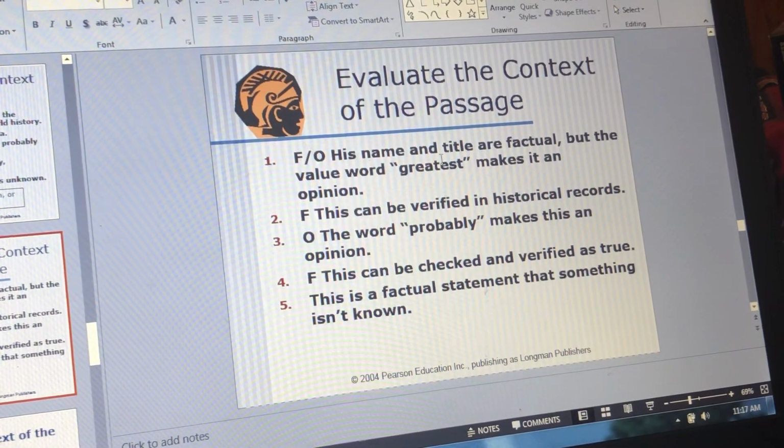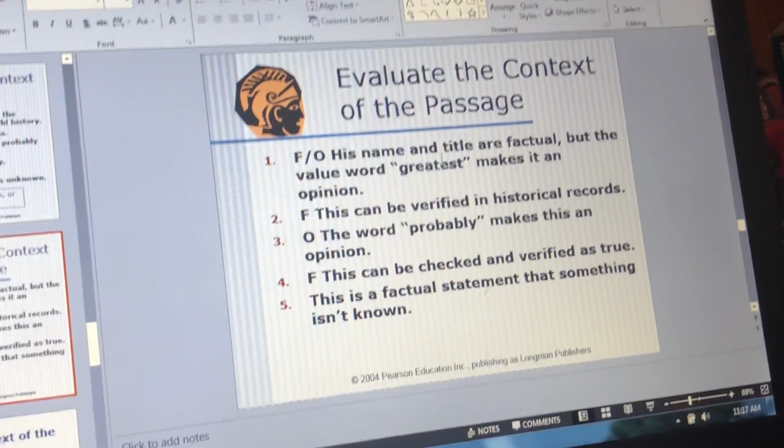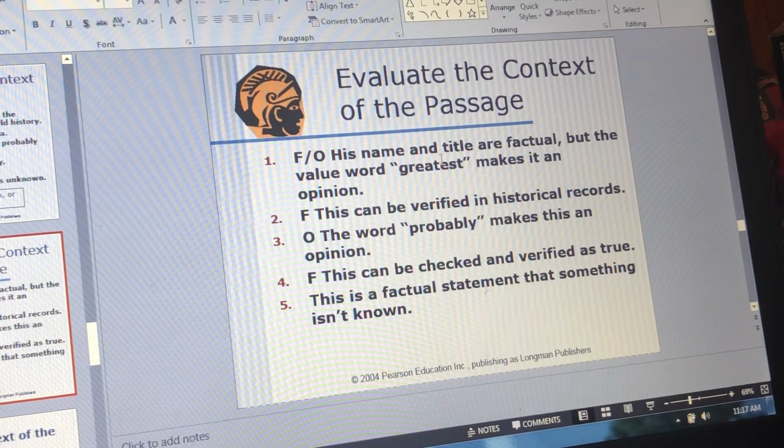Okay. Shortly before his 33rd birthday, Alexander the Great died. Okay, we can look that up. We can prove that. The cause of his death remains unknown. Okay, this is a factual statement about something that is not known. We can look up why people have said he has died. Historians can tell us that there's differing opinions on there. So this is a fact about something we don't know.